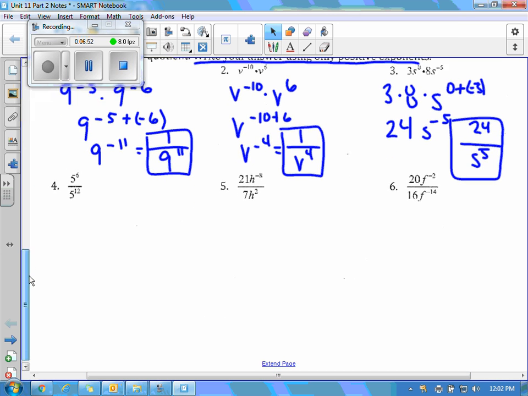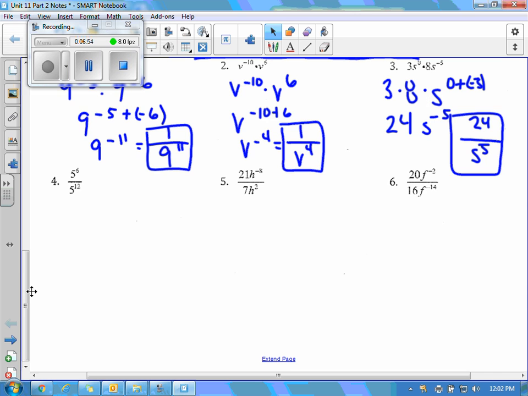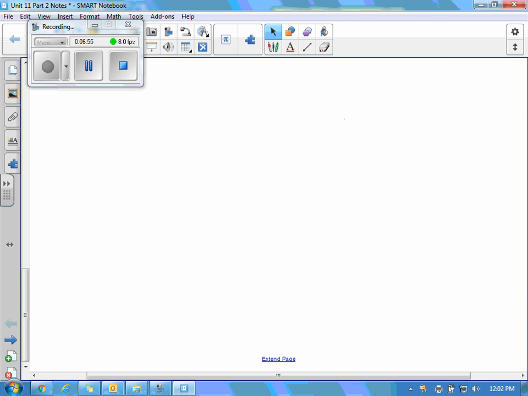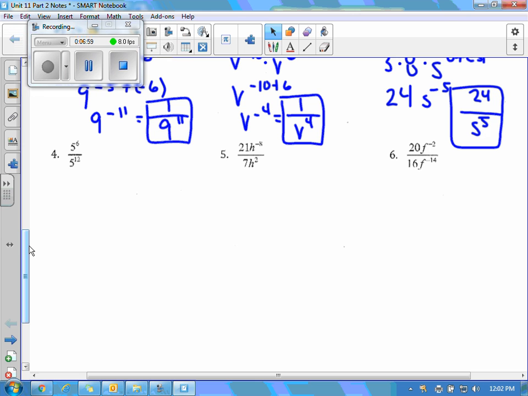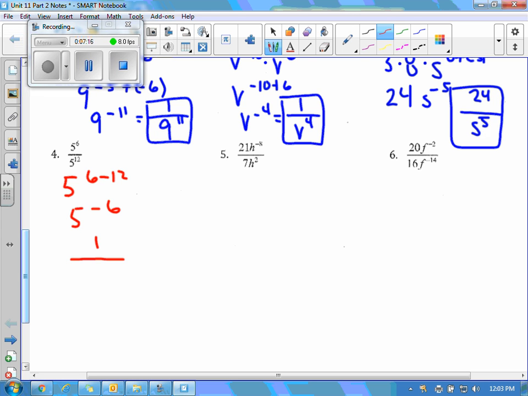Looking at 4, 5, and 6, now we're dealing with the quotient property. Reminder: for the quotient property, if you have a common base, you're going to subtract those exponents. Looking at this first example, I have 5, and then I'm going to do 6 minus 12. We always do the numerator exponent minus the denominator exponent. When I subtract those, I wind up with a negative 6. We only want positive exponents, so I'm going to write this as a fraction with the 5 to the 6 underneath 1.